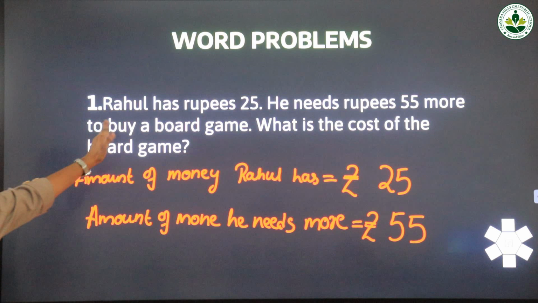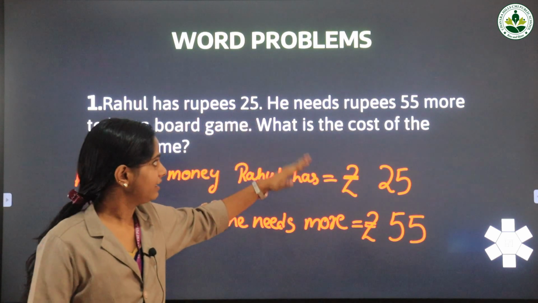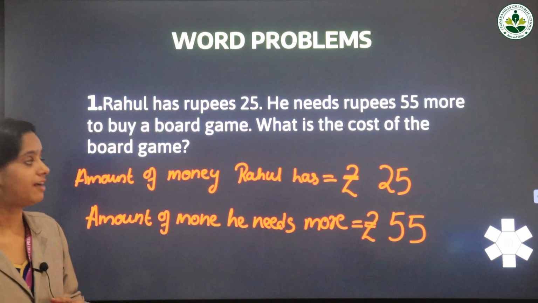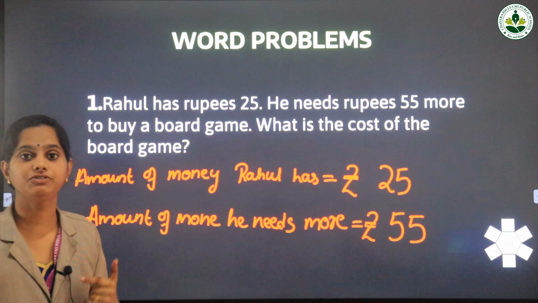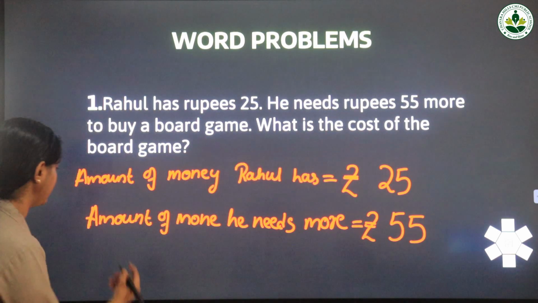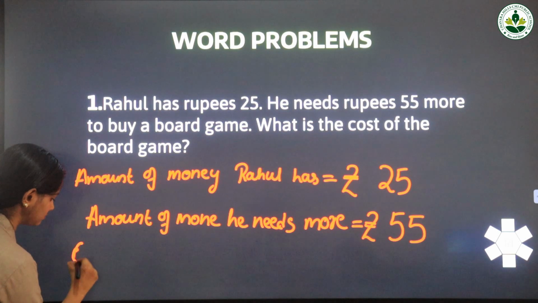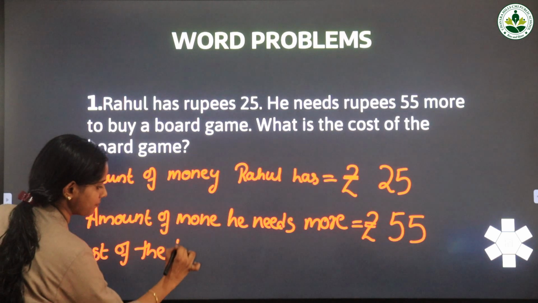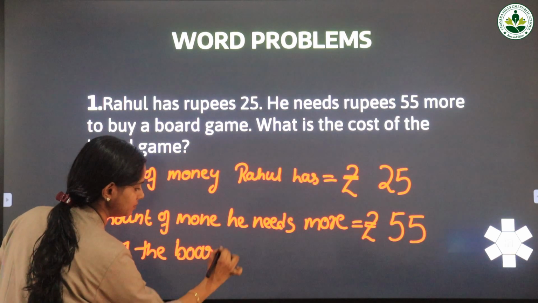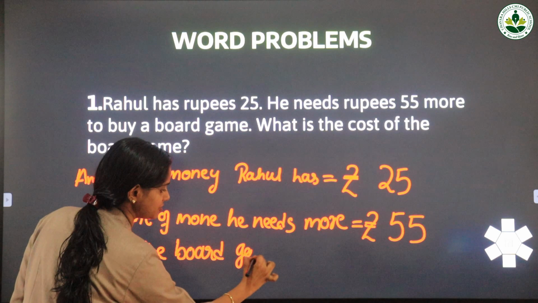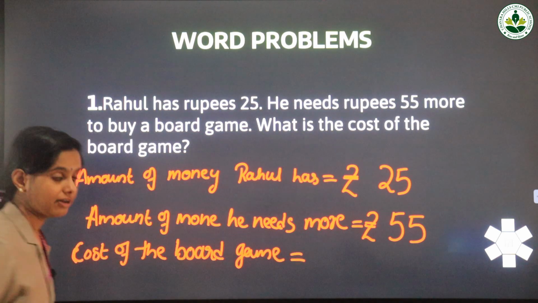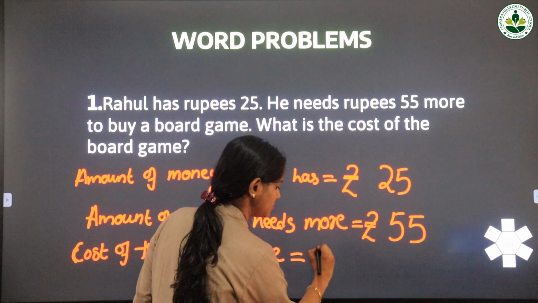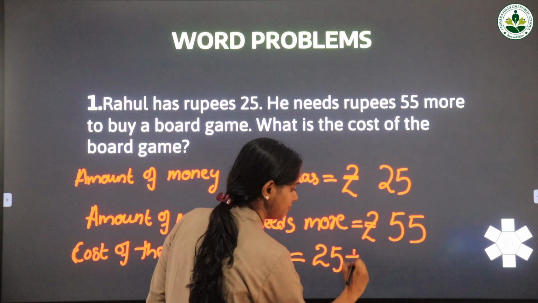Okay, the amount of money Rahul has is 25 and he needs 55 rupees more. Then we have to find the cost of the board game. Cost of the board game is equal to, how to find? First we add 25 and 55. We add 25 plus 55.